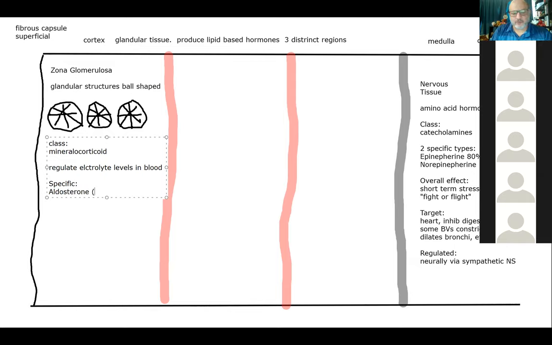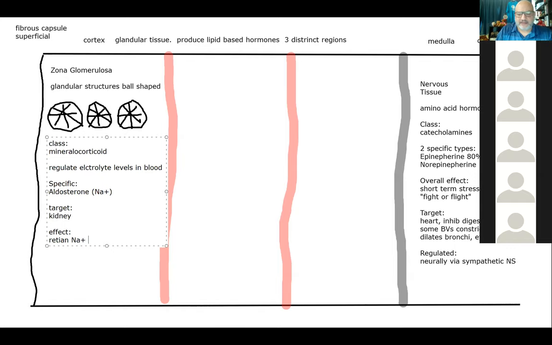Excellent. Aldosterone, which plays an important role in regulating sodium levels. What do you think the target of aldosterone is? Kidneys. Excellent, right? After all, if we were going to regulate some type of electrolyte level, we would want to do that in the kidney. And what is the effect going to be? What do you think it tells the kidney to do? Right, retain sodium.